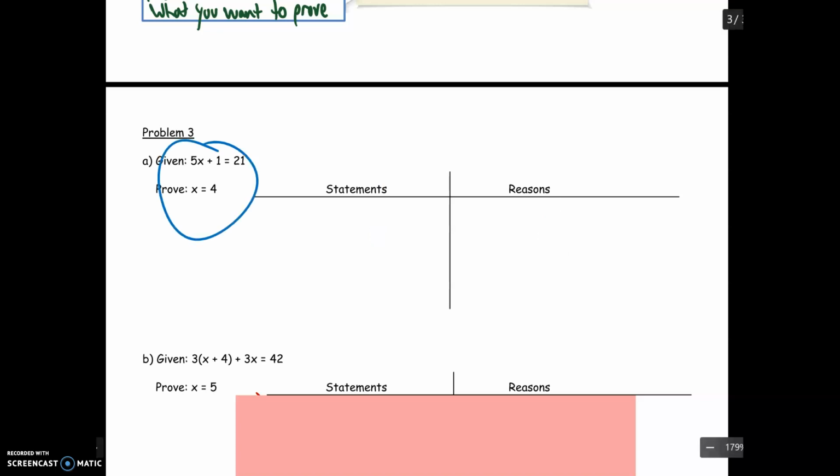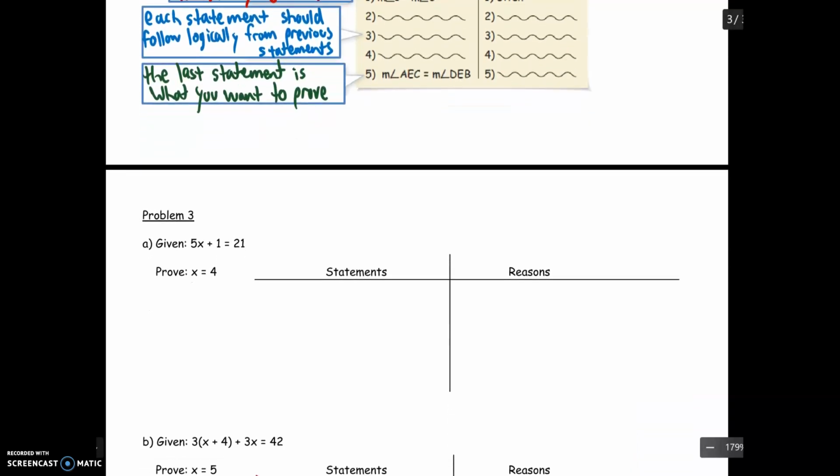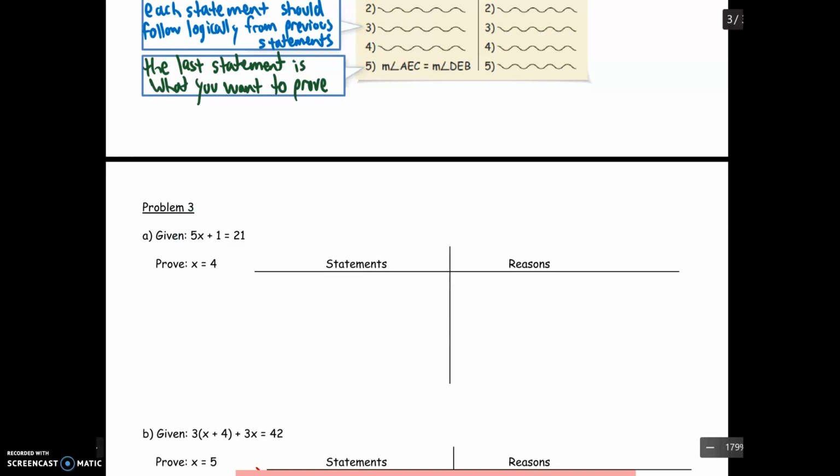If I start with an algebra proof, just trying to solve for x as we would do in an algebra class anyway, I want to make sure I can start from that given statement. The first statement is what's given, so we can just start there. I'm going to list it: statement 1, 5x plus 1 equals 21, exactly as we start the question.